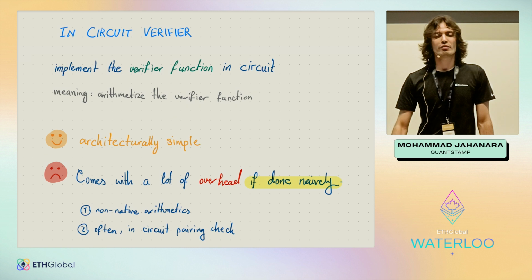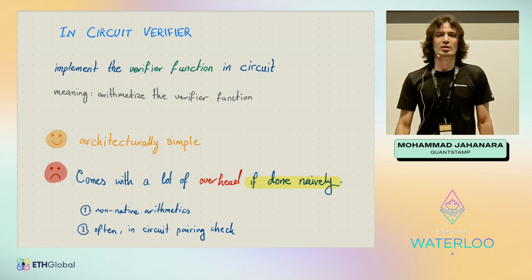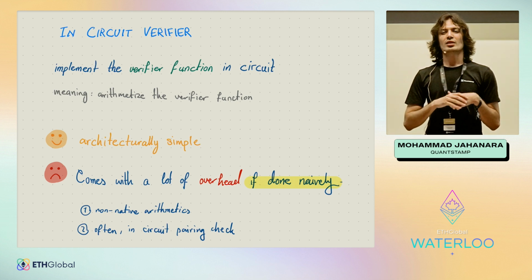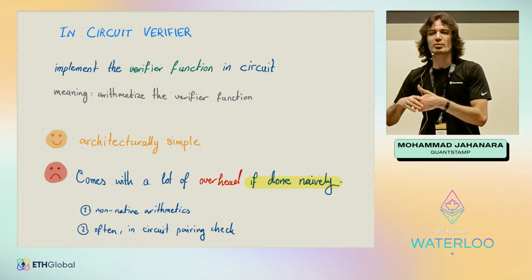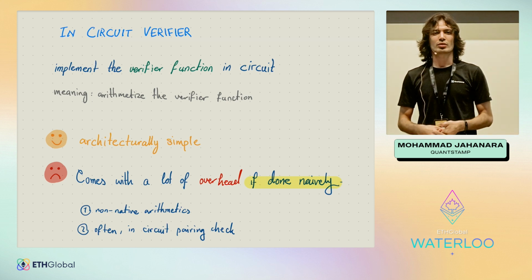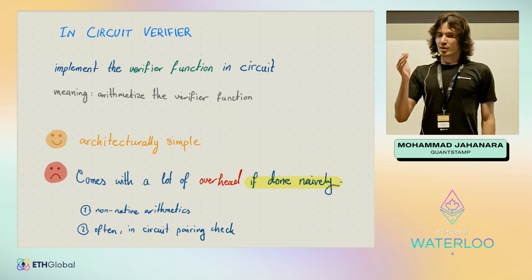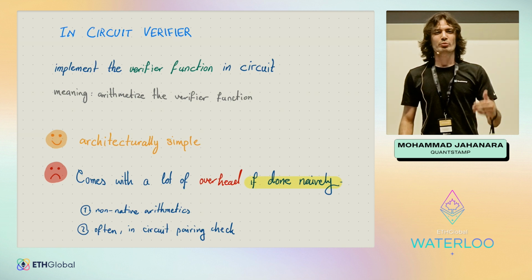So the most naive way to do this is the way I was describing so far, and that's implementing a verifier in the circuit. Like we have a verifier function that was supposed to be implemented in Solidity, maybe on mainnet, or in code like Rust or Python or whatever. Let's implement that as a circuit. Let's arithmetize that and put it inside the circuit.